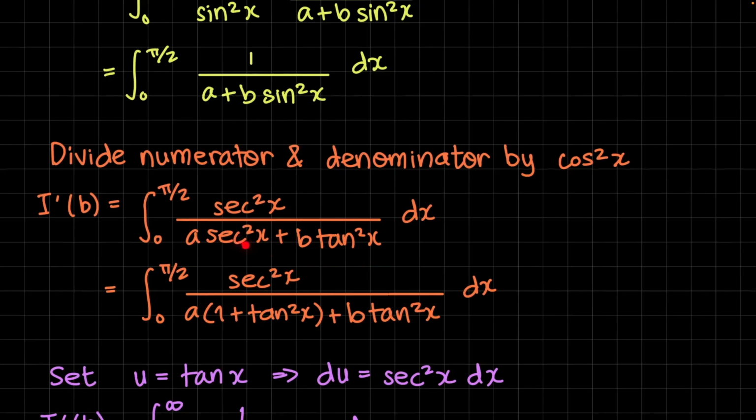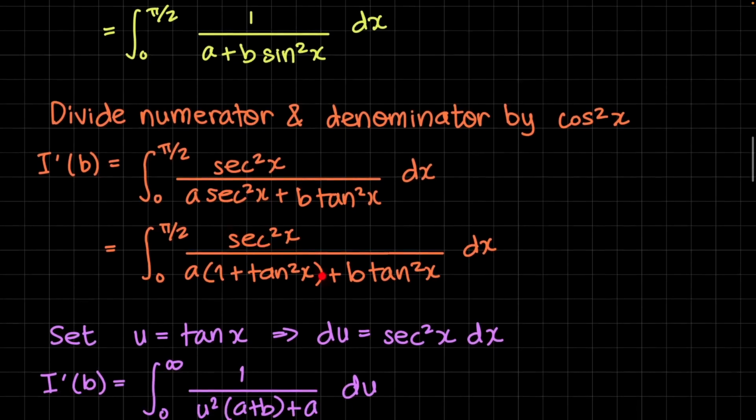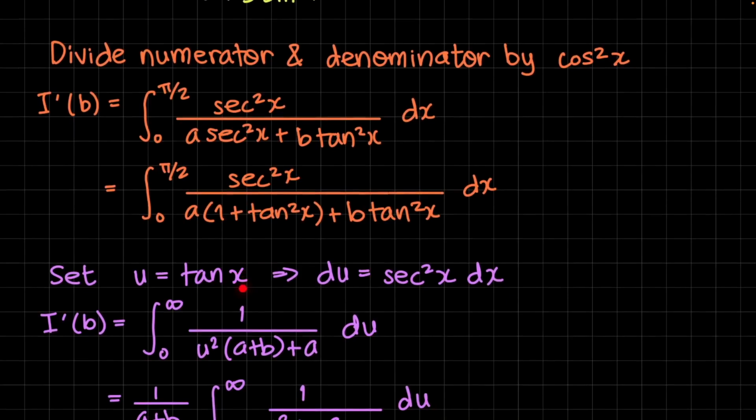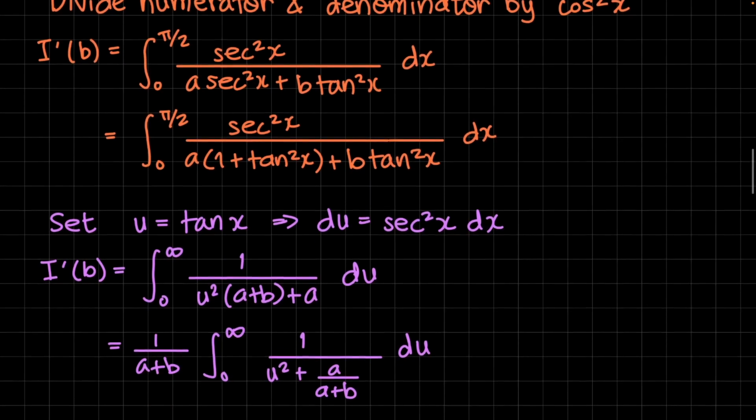Now we will split the secant squared as 1 plus tan squared. Everything else is the same, and then introduce a u substitution where we set u equals tan x. The advantage of this is then the differential du is secant squared x dx, which is exactly the numerator. So with this change of variables, the limits of integration become 0 to infinity.